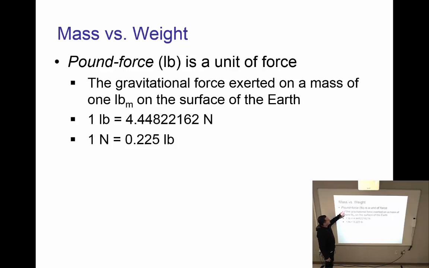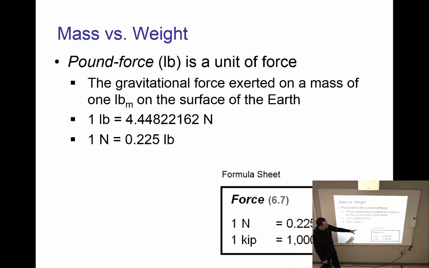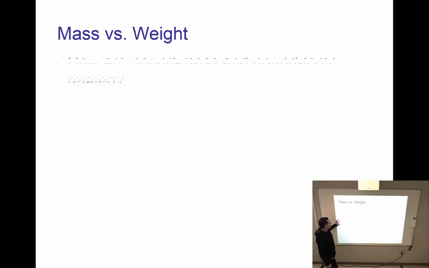When we're talking about mass and weight too, we want to talk about what pound force is as a unit of force. It's going to be the gravitational force exerted on a mass of 1 pound on the surface of the Earth. Again, these are conversion factors that we use. How do I get from pounds to newtons, newtons to pounds? Again, this is going to be on a formula sheet. You're not going to be expected to memorize these types of conversions.